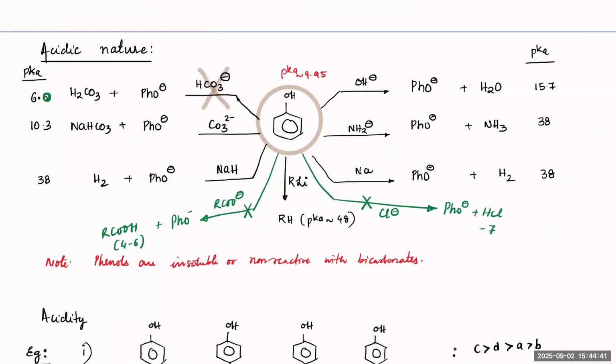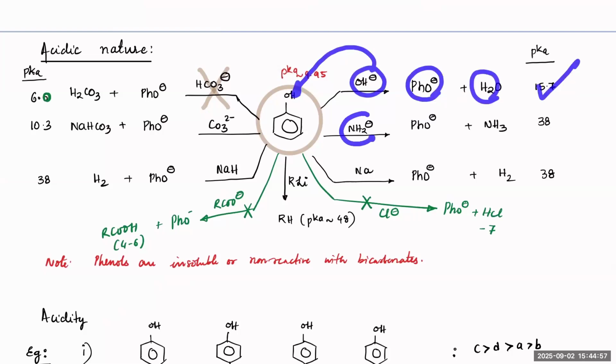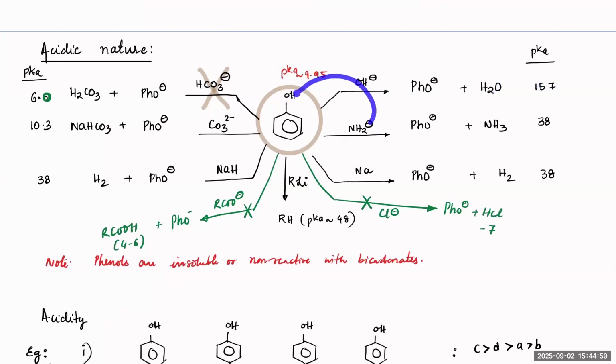And this acidic nature can be used to make different acid base reactions. See, phenol, which has pKa value around 10, with OH minus, it will take H plus away. You will get a phenoxide ion and water. This is feasible. With NH2 minus also, it can take H plus away, converts into ammonia. Ammonia's pKa value is 38. So this is highly feasible. With sodium, it can give electrons to hydrogen, converts into H2 gas. H2 gas also pKa value is 38. So this is also highly feasible.